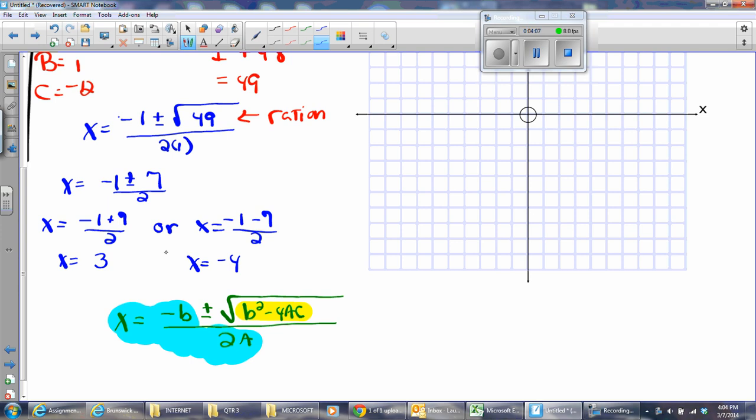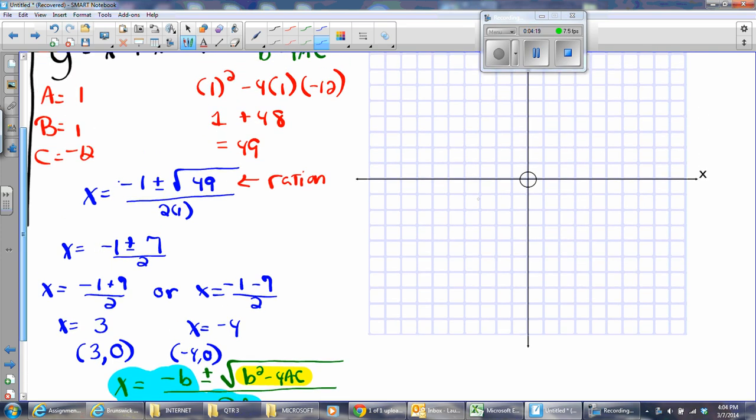Now remember, I said these were the places where the graph crosses the x-axis. So my points are (3, 0) and (-4, 0). Those are said to be the roots of the quadratic. I'm going to plot those two points. 1, 2, 3, 0. And then I'm going to clone that point so it looks good. And it goes to negative 4, 0.